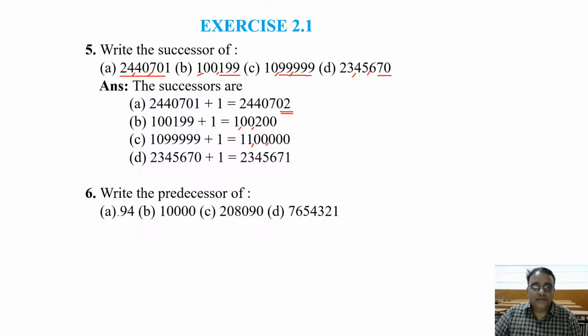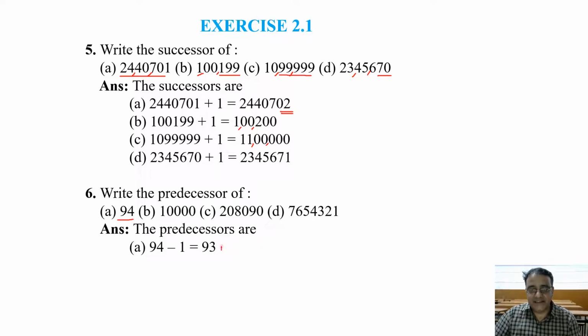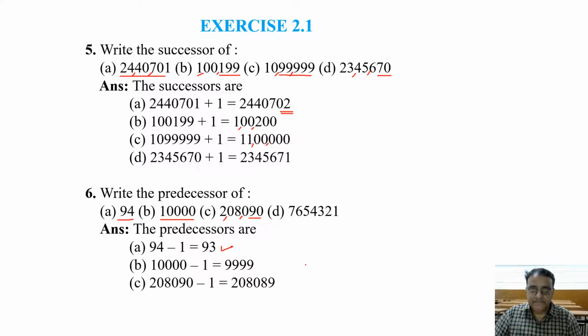Write the predecessor of 94. So what we have to do, we have to subtract 1. So 94 minus 1. So we'll get 93. The first answer is 93. And the next one is 10,000. 10,000 minus 1. So we'll get 9,999. Now 2 lakhs 8,090. So 90 से पहले क्या आएगा, 90 minus 1 में क्या आएगा, 89. So we'll get 2 lakh 8,089.